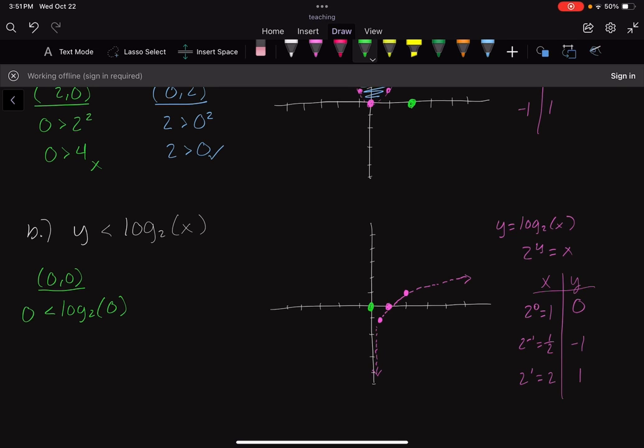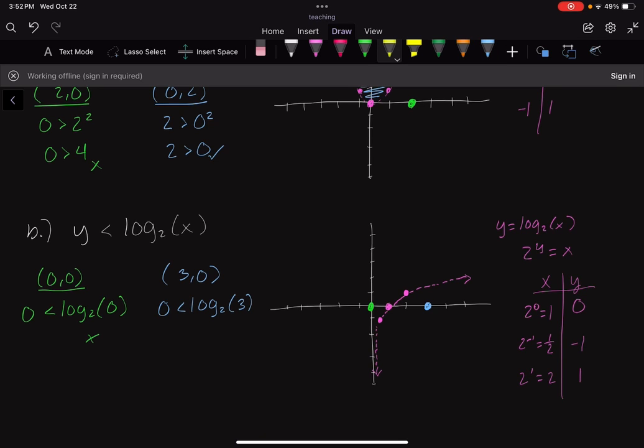It's against the domain, so of course this one doesn't work. Now let me test something on the other side. This one is 3, 0. So I get 0 less than log base 2 of 3. Well, maybe that one wasn't a wonderful one to plug in, and that's fine. We can always just plug in another one.